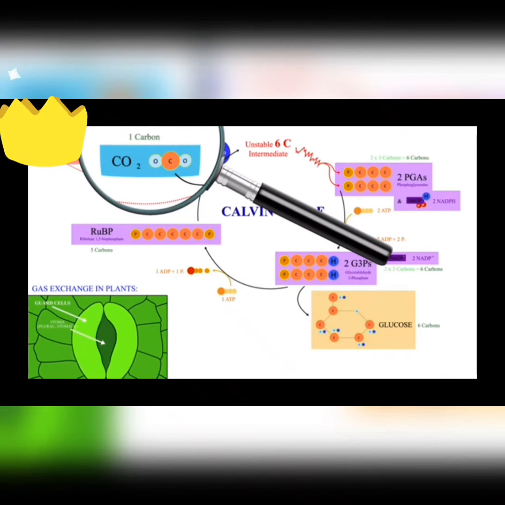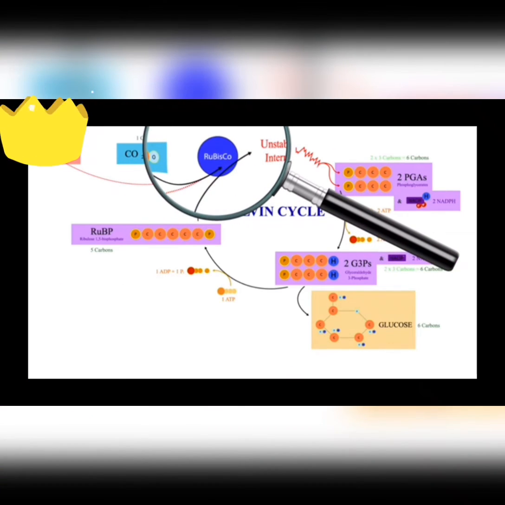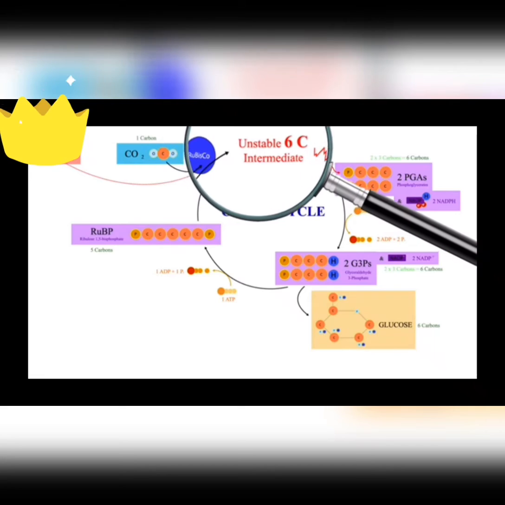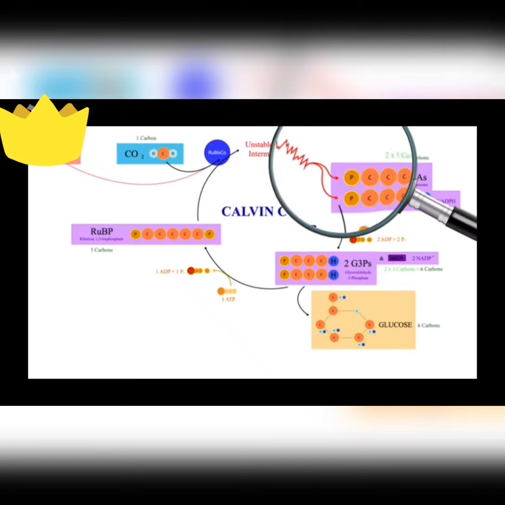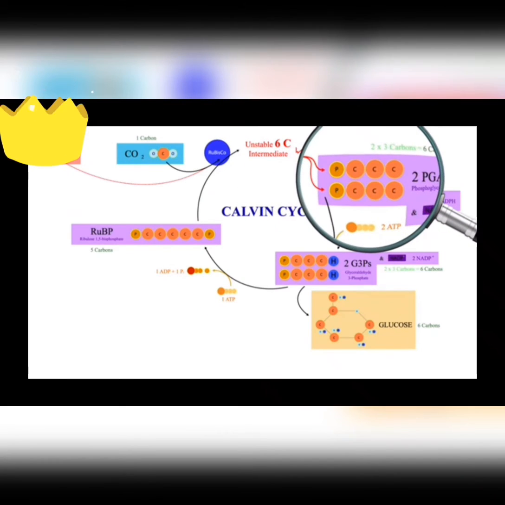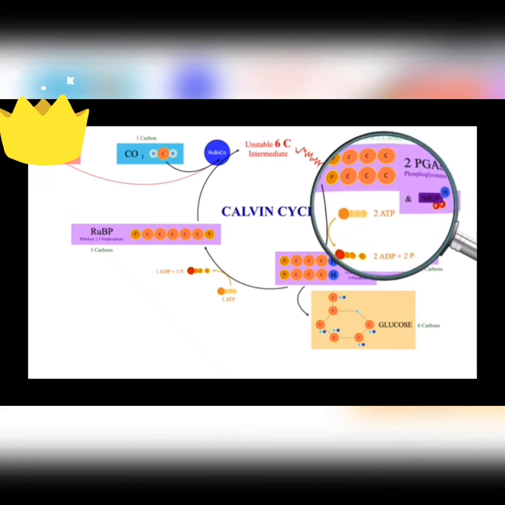The first step of this cycle, in which carbon dioxide is attached to RuBP, is catalyzed by the enzyme RuBisCO. This process is termed carbon fixation, since carbon is being converted from a gaseous form as CO2 into a solid. The addition of carbon dioxide to RuBP creates an unstable 6-carbon intermediate that quickly breaks down into two 3-carbon chains. These 3-carbon chains are called PGAs.